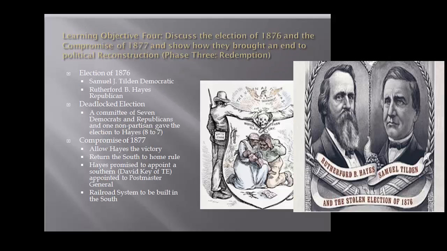All right, learning objective 4: discuss the election of 1876 and the Compromise of 1877 and show how this compromise brought an end to political Reconstruction and ushered in phase 3, Redemption of Reconstruction. So, the election of 1876. It's all but certain that the Republicans are going to lose, but wait, there'll be a compromise. Grant's presidency, although he was a great military leader, turned out to be a very flawed presidency.